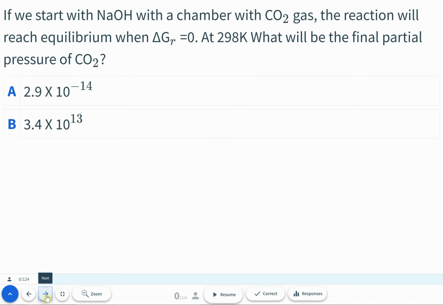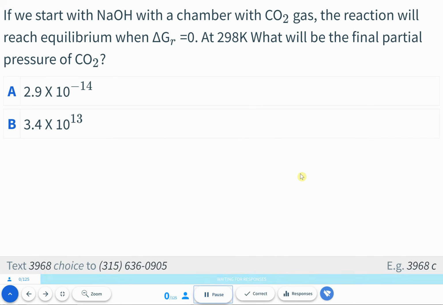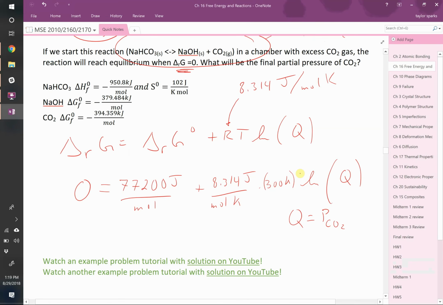Okay, that one definitely, does it go forward? No, it's not spontaneous because it had a positive value. Okay, this is the question that we just set up. At 298 K rather than 300, it's not going to change your answer very much. What will be our partial pressure of CO2 at the end? So go ahead and work this one out. Again, that's how you set the problem up. I'll write down what the options were right here.